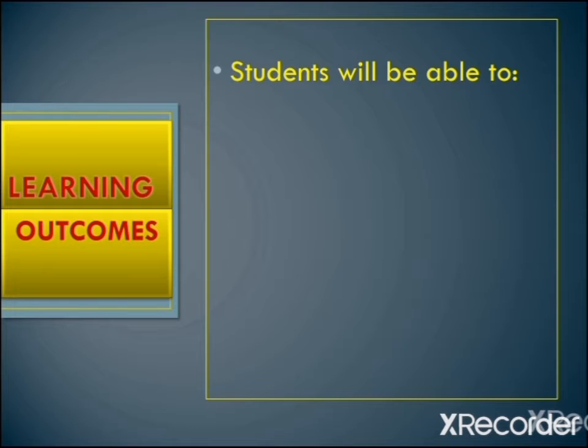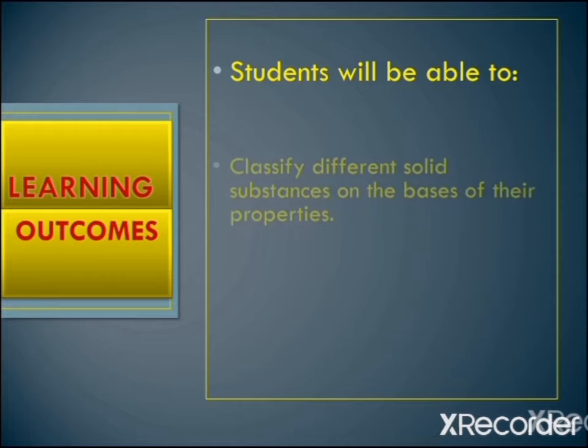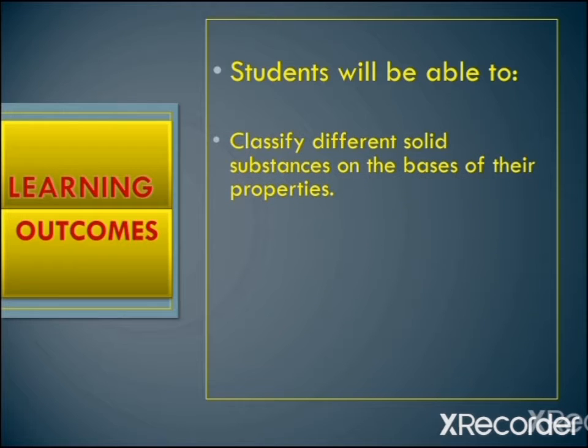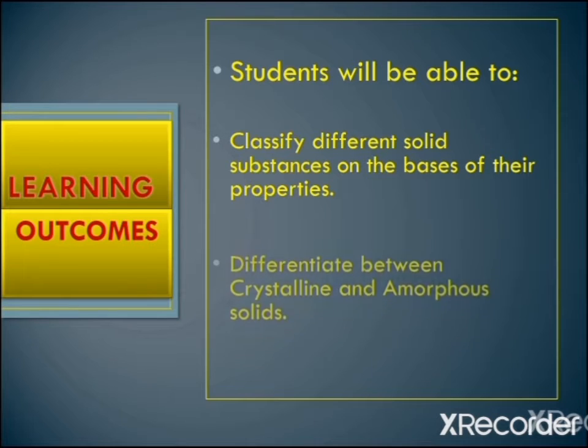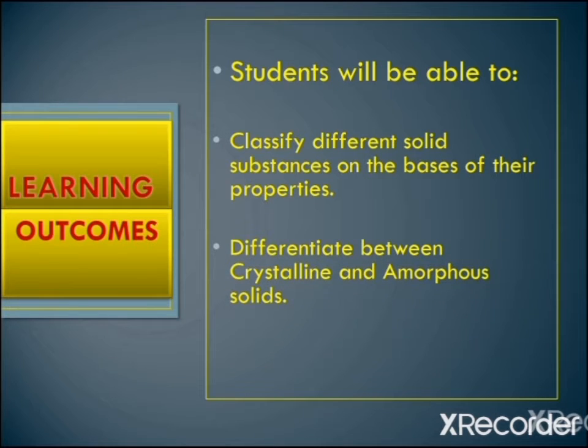After going through these topics, students will be able to classify different solid substances on the basis of their properties. They can easily differentiate between crystalline and amorphous solids. They can also explain the allotropic forms of solids.